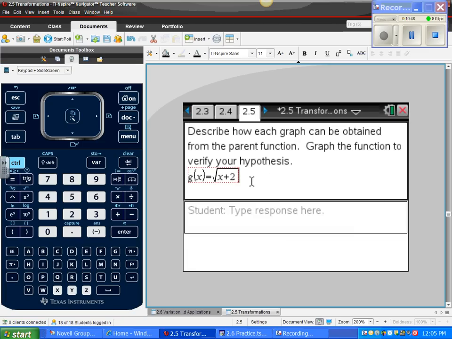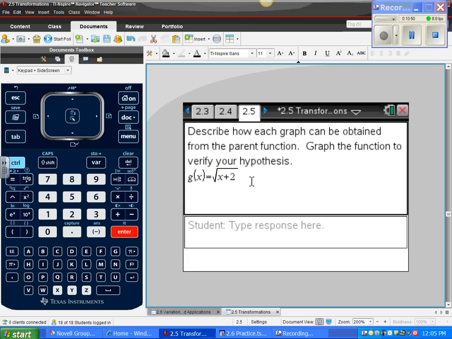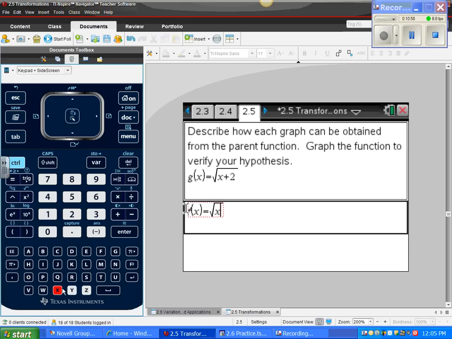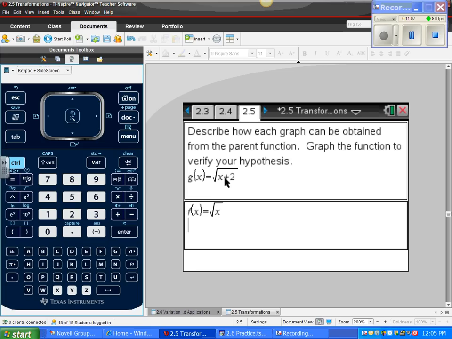Okay, the next one, square root of x plus 2. And again, we should know what our parent function was. Our parent function would have been f of x equals the square root of x. Okay. And again, it looks like we're adding it directly to that value of x. So this is going to be another horizontal translation. Okay. And since we're adding, we're going to be going left. And in this case, 2 units.